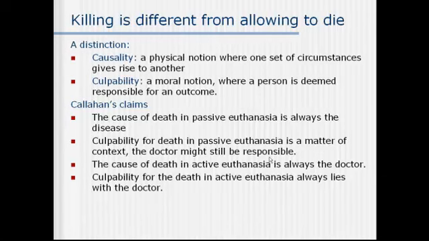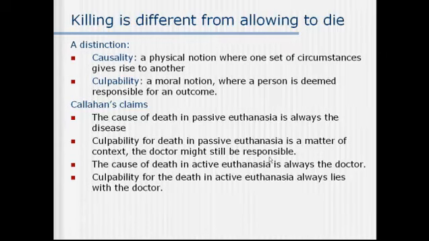Some kinds of causal agents are culpable and others are not. Culpability is a moral notion. This happens when a person is deemed responsible for an outcome. Callahan makes a bunch of claims about culpability and causality. I don't think they add up to an argument. What he says is that the cause of death in passive euthanasia is always the disease. I'm actually kind of skeptical about that, because it seems to me that you can never isolate a single cause for any event. Any event is the collaboration of a variety of causes. In a sense, everything that happens is a perfect storm, because everything happens for a whole bunch of reasons.